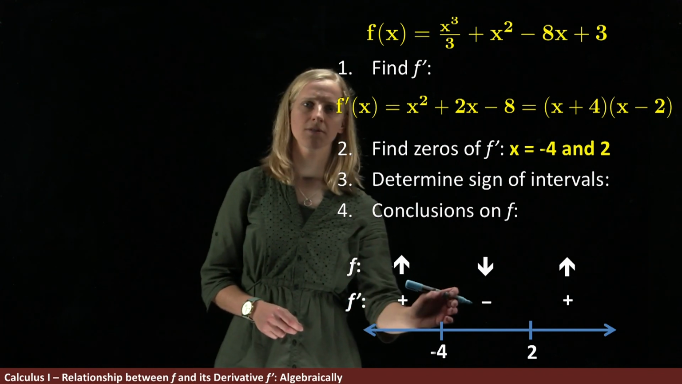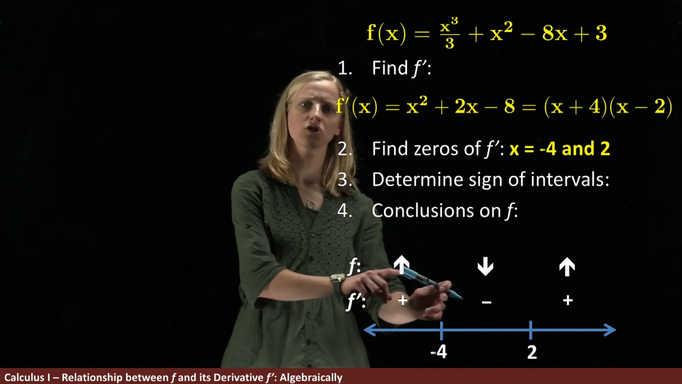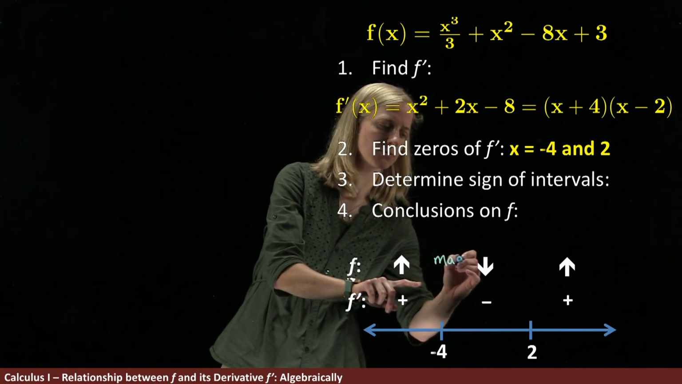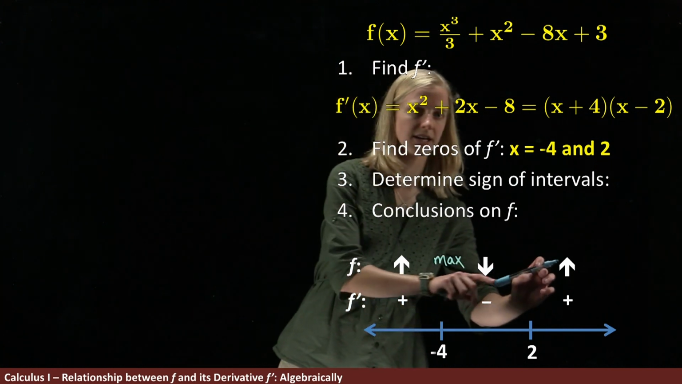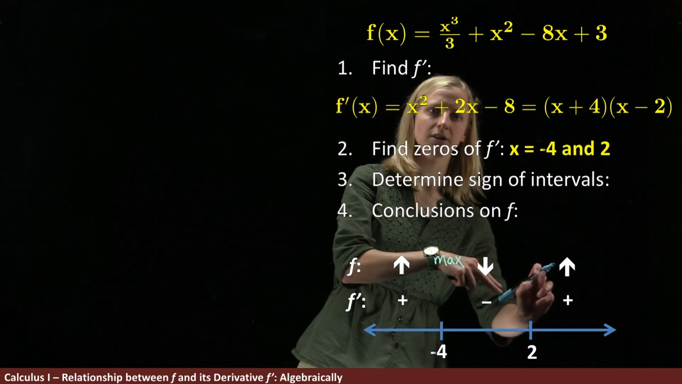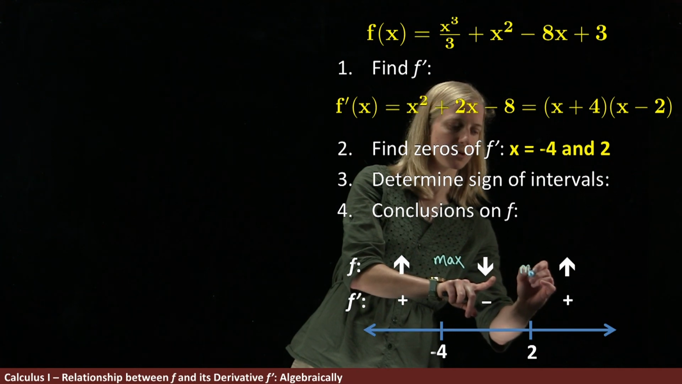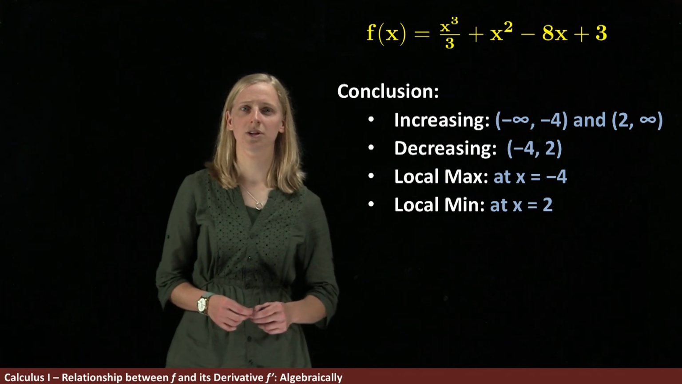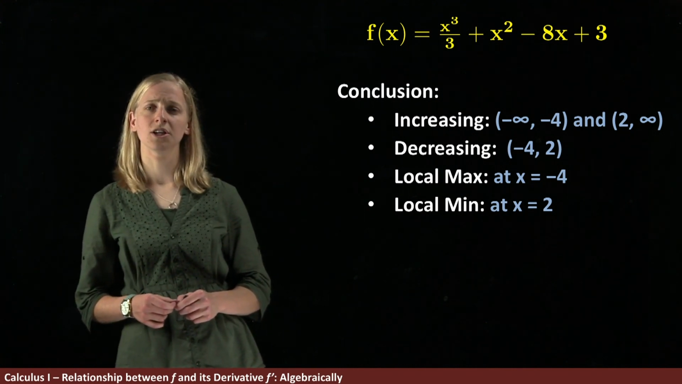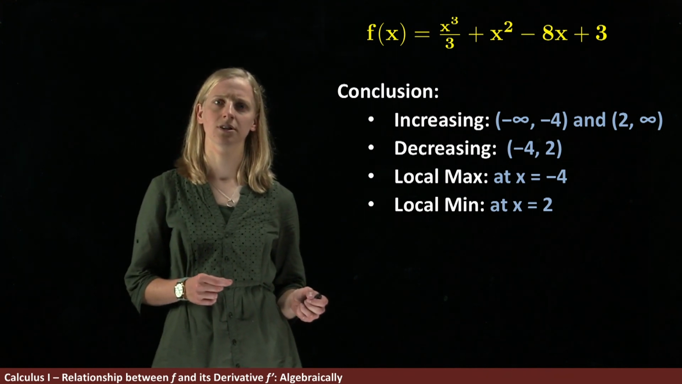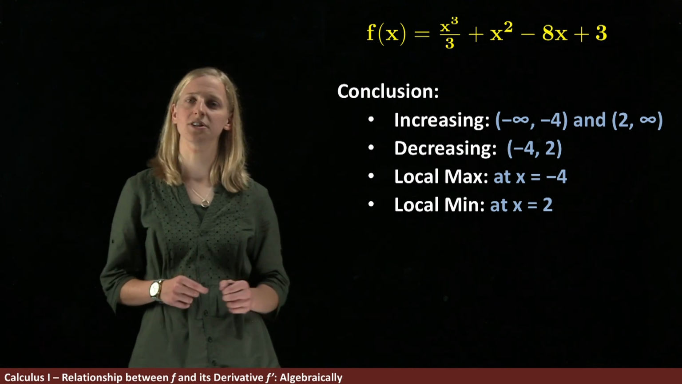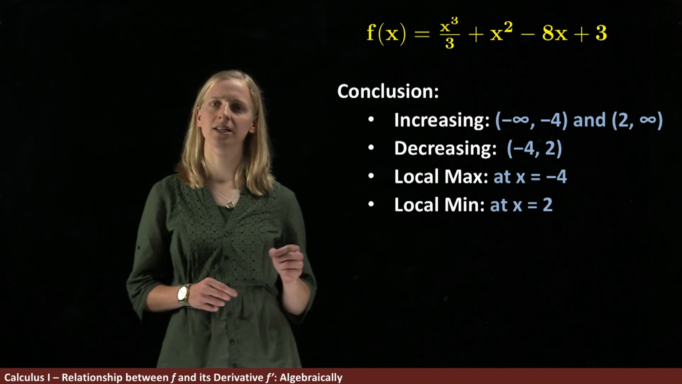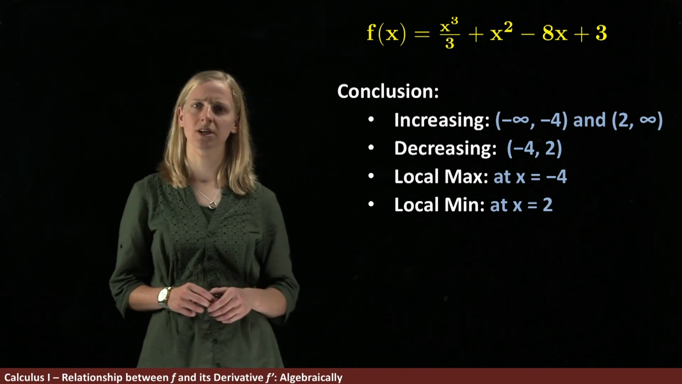And so at the zeros, for instance at negative 4, because the function is increasing and then decreasing, we know it's going to be a maximum right here. And then at 2, because it's going down and coming back up, it's a minimum at this point. So we can conclude that the function is increasing on the interval negative infinity to negative 4 and 2 to infinity. It is decreasing on the interval negative 4 to 2. It has a local maximum at negative 4 and a local minimum at 2.